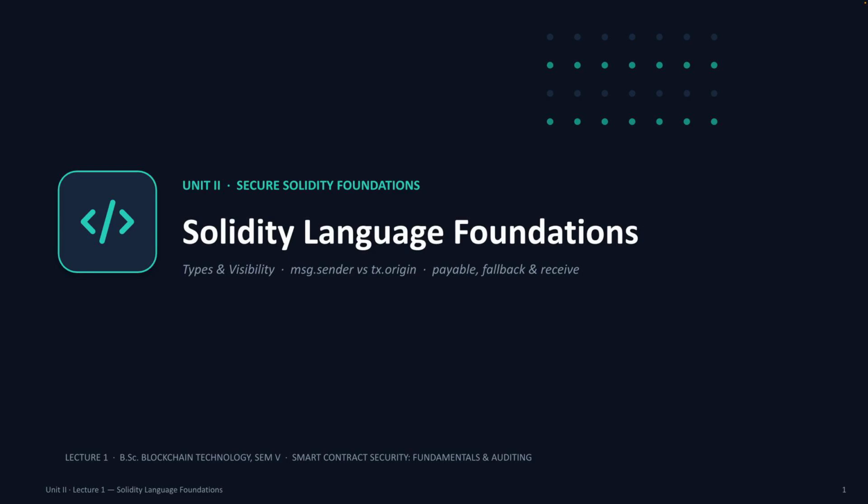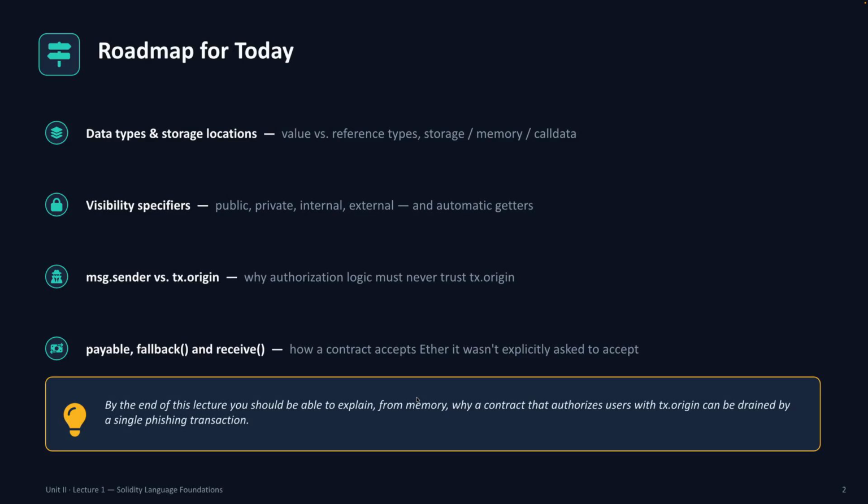We are going to cover types and visibility, the difference between using msg.sender versus tx.origin, and we will get into the depths of payable, fallback, and receive. The main topics for today are data types and storage locations, value versus reference types, and when it comes to storage locations, we are going to look into storage, memory, and calldata.